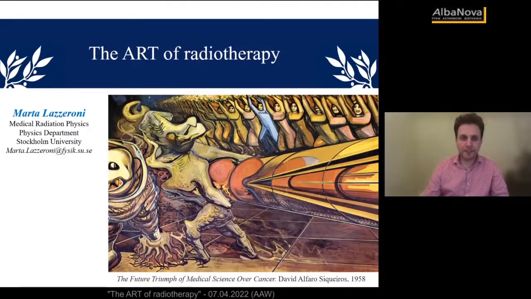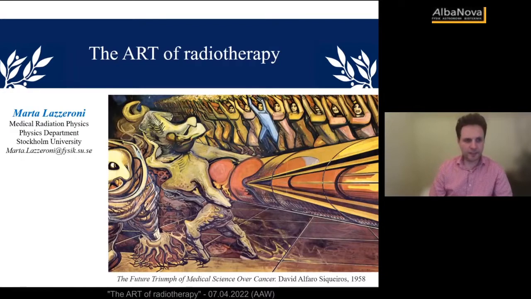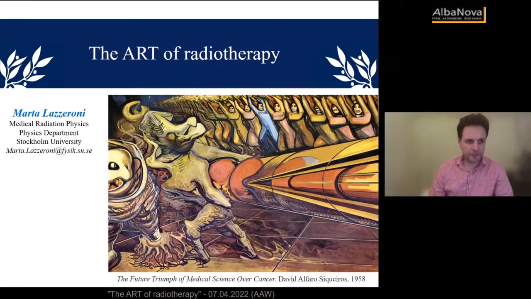Let me first briefly introduce our speaker. Marta Lazzaroni is an associate professor at the Medical Radiation Physics Division. In 2009, she moved to Sweden to pursue her academic career at the Karolinska Institute as a Marie Curie PhD student. In 2013, she defended her PhD thesis. She teaches about radiation sources, radiation interaction with matter, radiotherapy, and radiation protection.